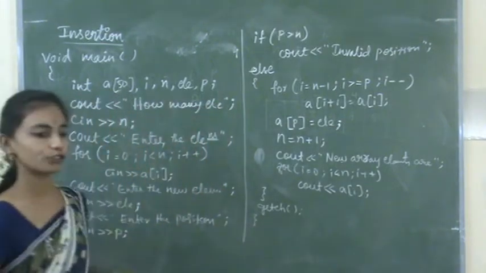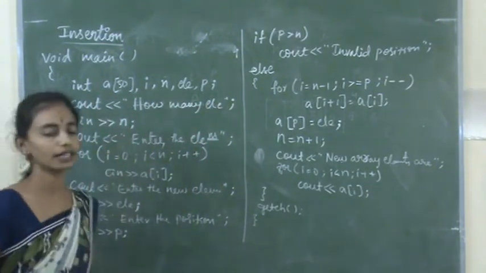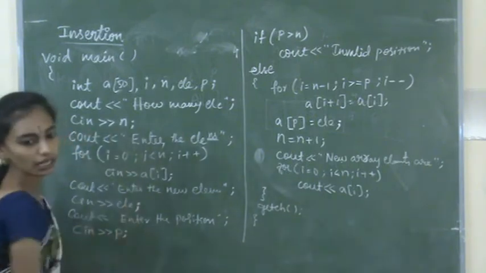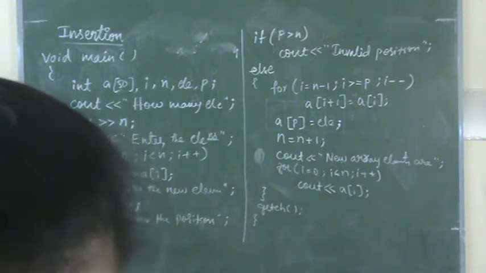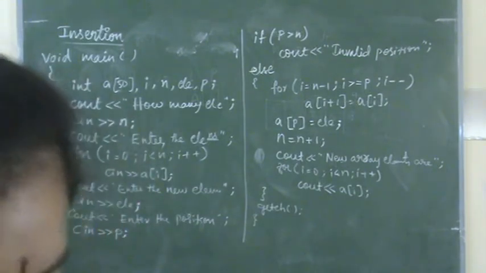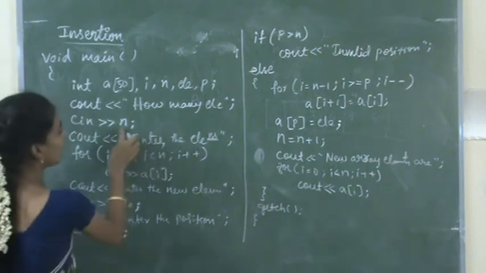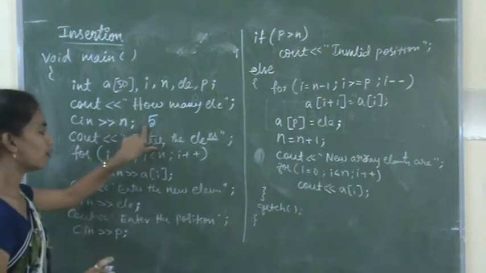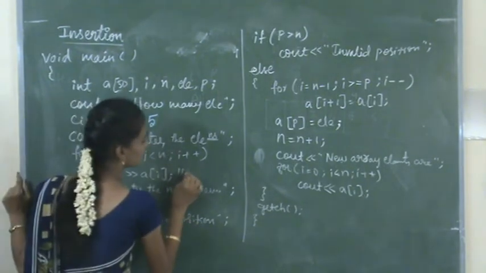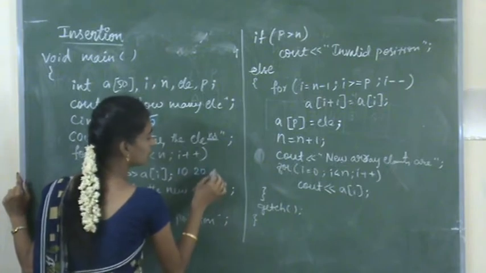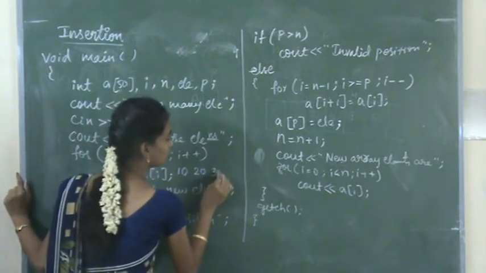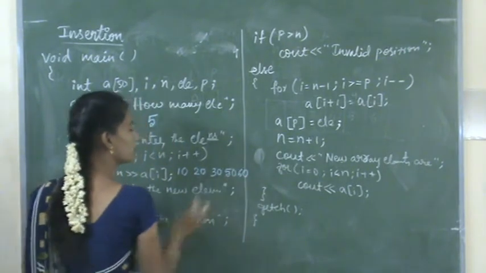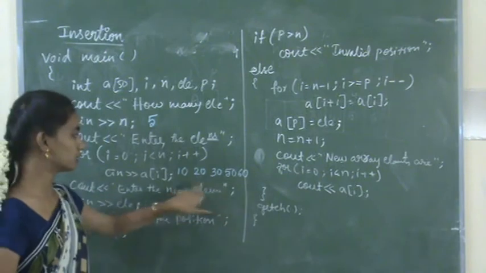So this is the code we have to use to insert a new element. Consider I am inserting elements into an array, so I provide the n value as 5. So I inserted 5 elements in an array: 10, 20, 30, 50 and 60. These are the 5 elements I entered into an array.